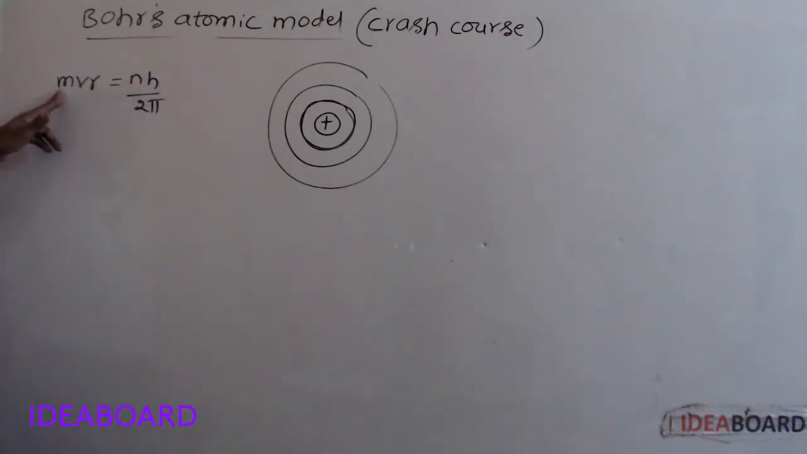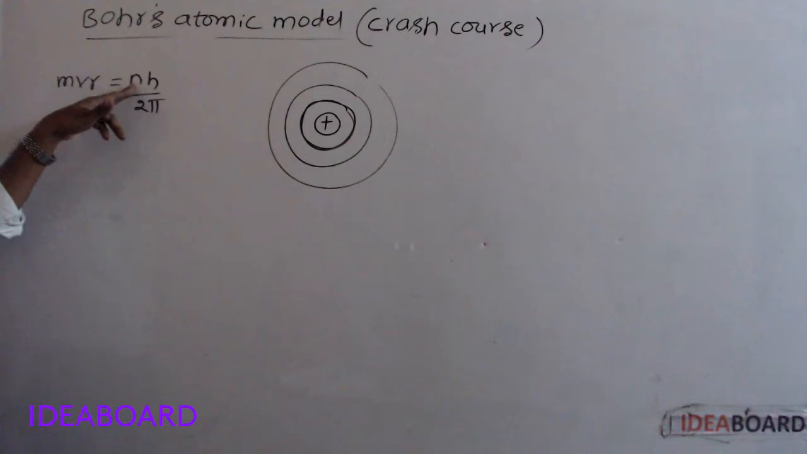Here m is mass of the electron, v is velocity of the electron, r is radius of the orbit. mv means momentum, mvr is angular momentum. mvr is equal to nh by 2 pi. This n is the orbit number. h is Planck's constant. Pi is also a constant.